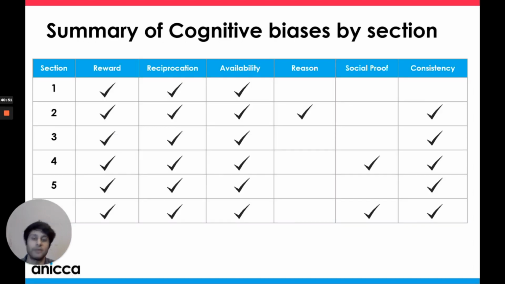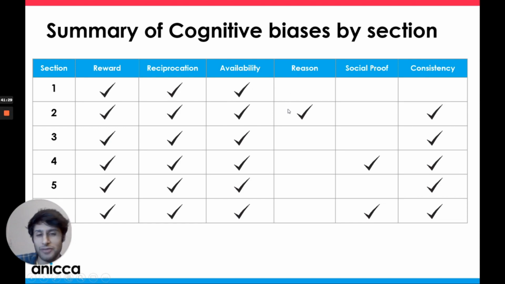And here's a summary of the cognitive biases by section. So throughout the website, you have a whole bunch of reward, which is important, which is powerful. You have a whole bunch of reciprocation, which is, again, a very good tool, especially for emotional people. You have availability as well. You have a lot of that. They're focused on having that action right there in front of you, so you can press it. So there is a lot of availability there.